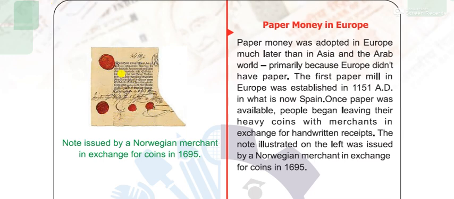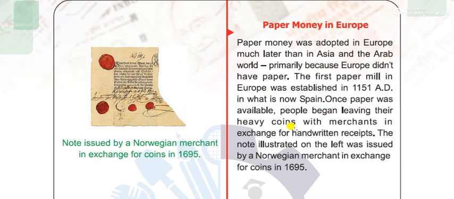Paper money in Europe. This you are seeing is a note issued by a Norwegian merchant in exchange for coins in 1695. Paper money was adopted in Europe much later than in Asia and in the Arab world, primarily because Europe did not have paper. Yes, this is one of the important points.